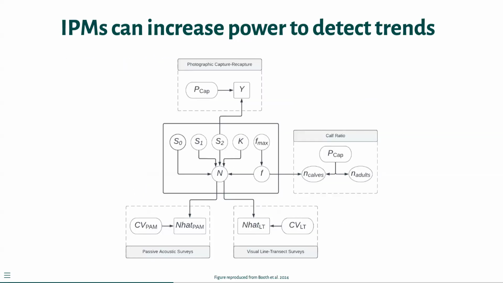The model looked like this. Similar to the one I presented before, in the center is the population process model, where the total population size N is influenced by life history parameters, including survival rates, carrying capacity, and fecundity. The three data types that exist for this population already are photographic capture-recapture, passive acoustic surveys, and visual line transect surveys. I've incorporated those as three submodels, each with associated uncertainties.